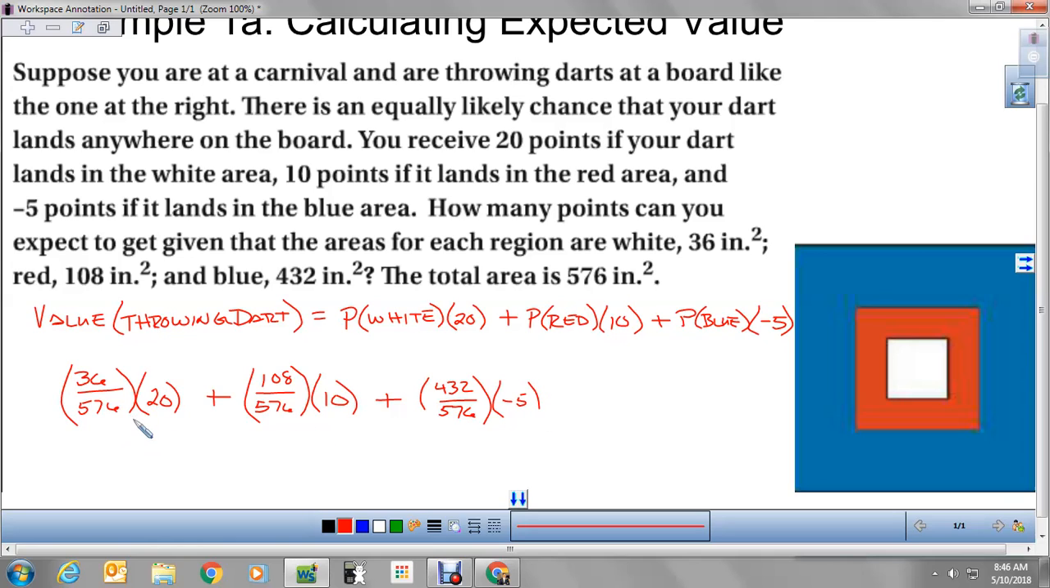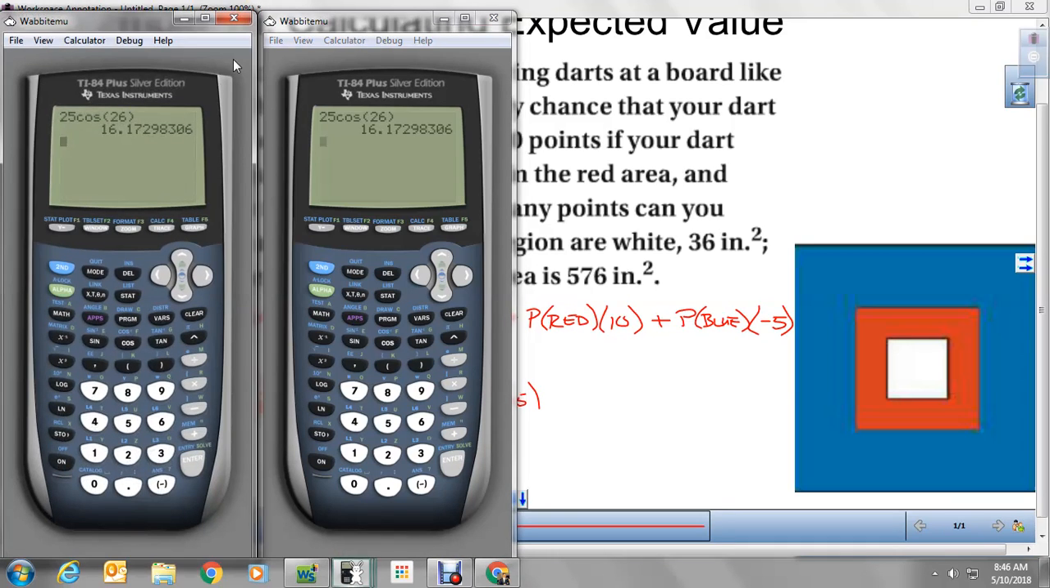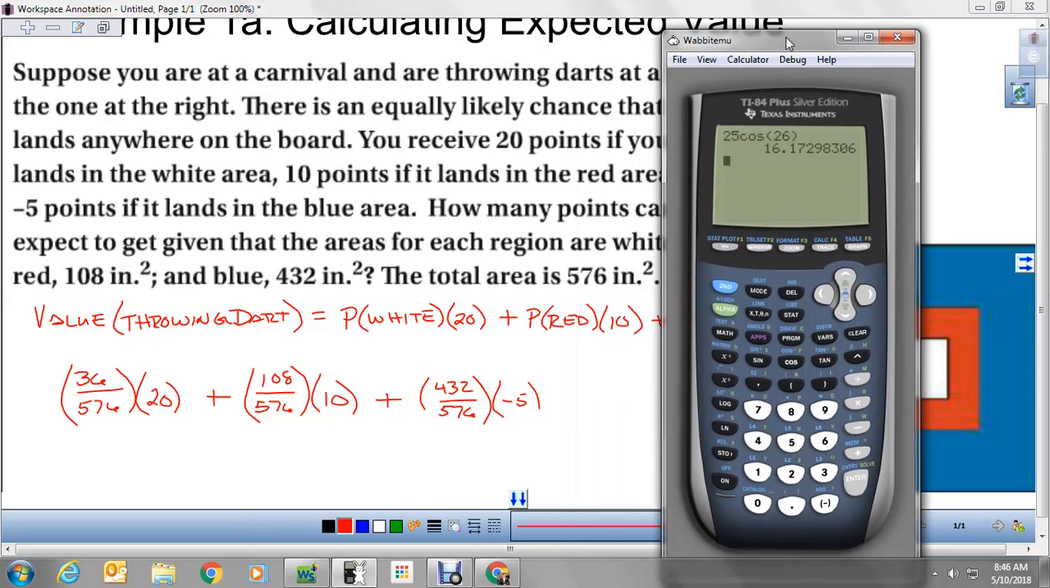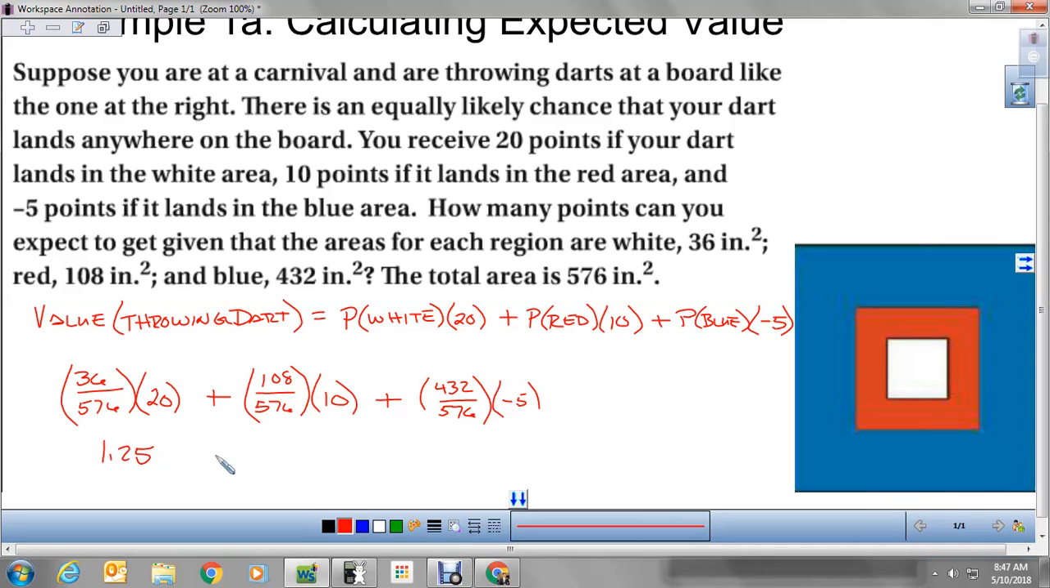So in each one, we're going to calculate this value. 36 divided by 576 times 20. So we get our calculator. We'll move it over here so we can write these values down. We take our first one, 36 divided by 576, and hit enter. That gives us 0.0625. Now we multiply that by 20. That gives us 1.25. So we get 1.25. Let's go to the next one.